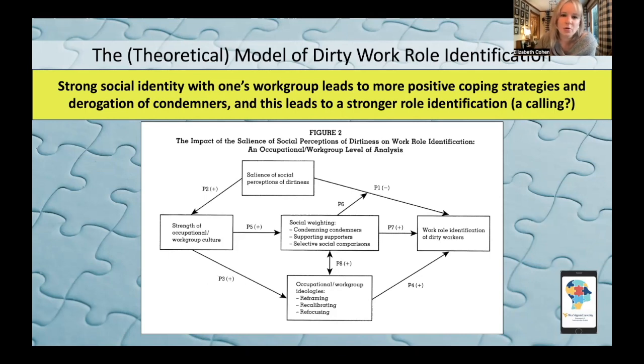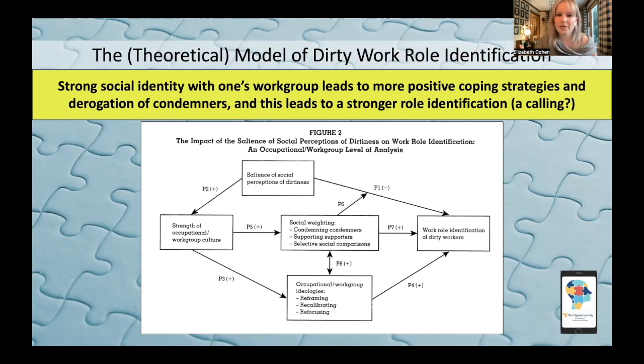When you have this social connection to other people who are in the same line of work, you can defend yourself against perceptions that your work is less than by condemning the condemners or supporting supporters, making selective social comparisons. Social comparison is where you compare yourself to another group and say how your group is either better or worse relatively.